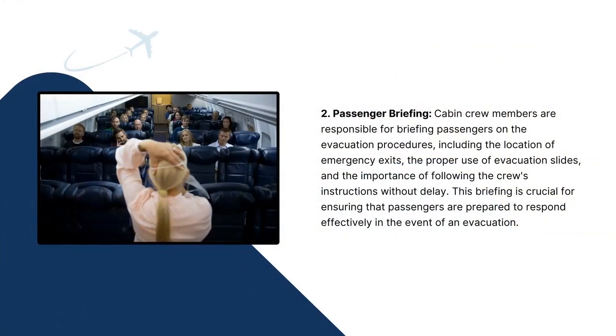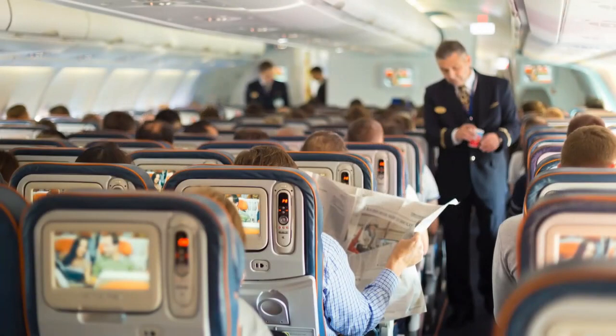2. Passenger briefing. Cabin crew members are responsible for briefing passengers on the evacuation procedures, including the location of emergency exits, the proper use of evacuation slides, and the importance of following the crew's instructions without delay. This briefing is crucial for ensuring that passengers are prepared to respond effectively in the event of an evacuation.